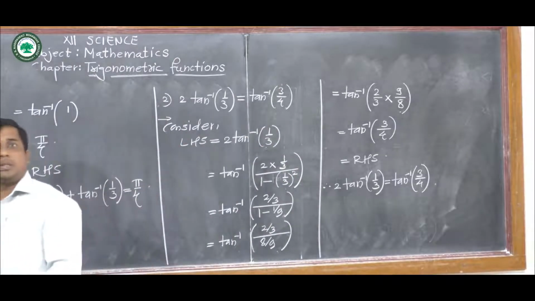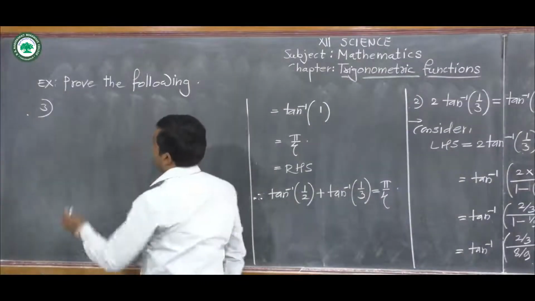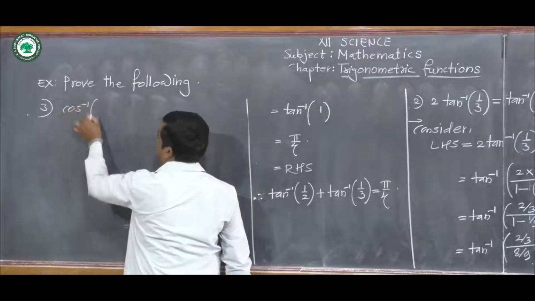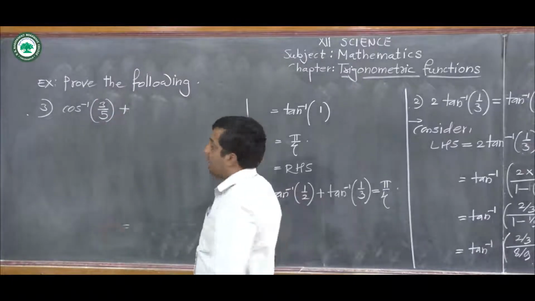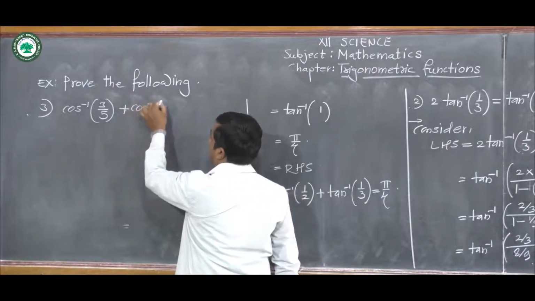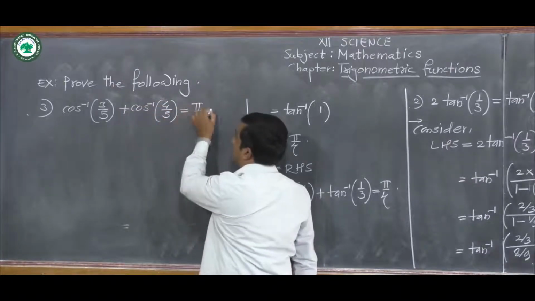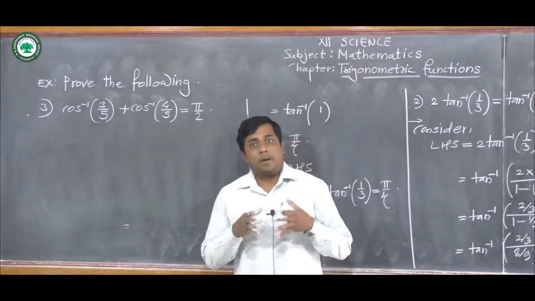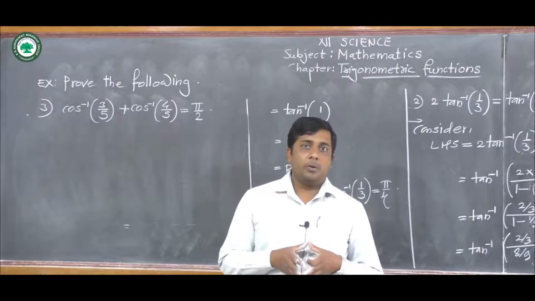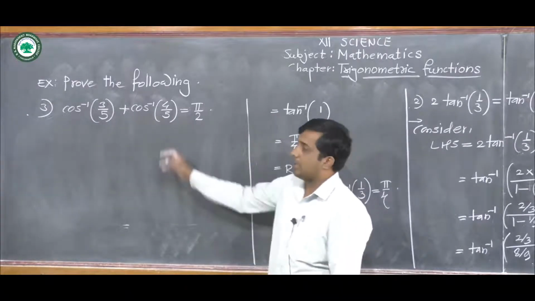Now we go with our third example. In the third, given cos inverse of 3 by 5 plus cos inverse of 4 by 5 is equal to pi by 2. Again, by using our property, we have to prove this LHS is equal to RHS. Okay, let us consider LHS first.